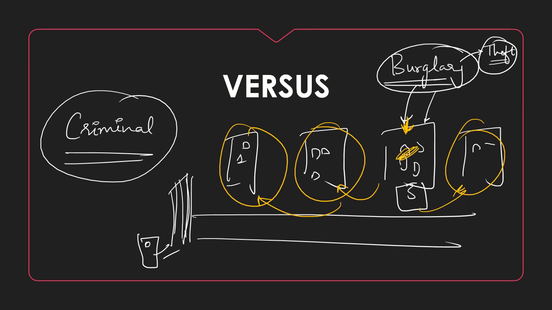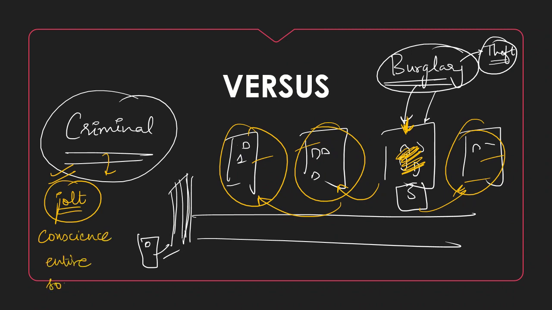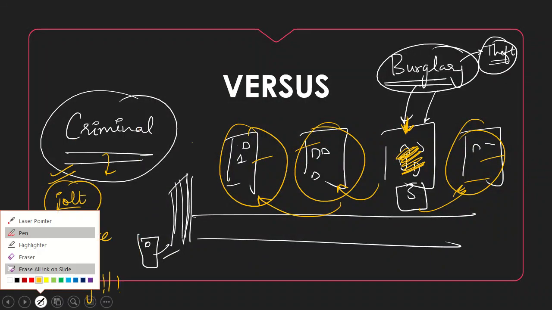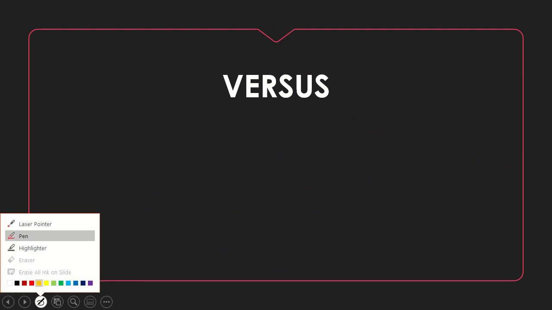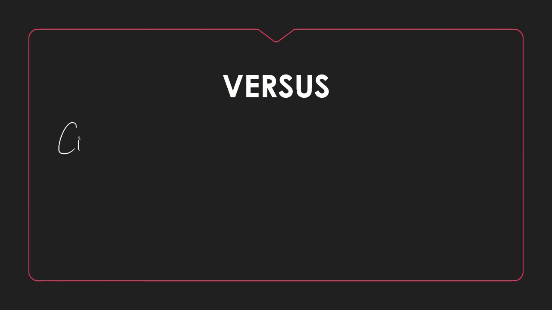Let us say somebody is murdered here, everyone gets scared. Which means that criminal law is the law that jolts the conscience of the entire society. It scares everybody. But let me give you another example. Let us say what are civil matters. I'll talk about how civil is different from criminal.